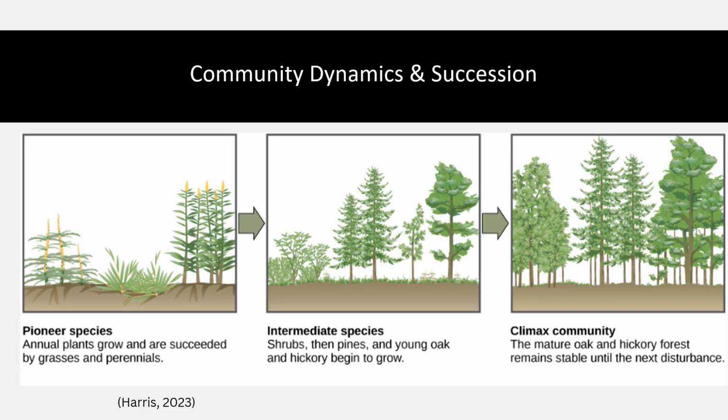And eventually they'll develop into what's called a climax community of mature trees that are pretty stable, and they're going to remain stable until the next disturbance. Now, one thing to keep in mind is these systems of succession are not perfect pathways. It depends on the climate, the seeds that are in the area, the type of disturbance, and even human influence.